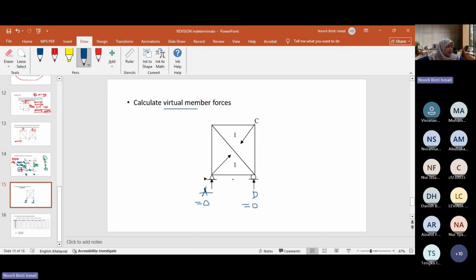Try tengok balik. If you see here, we have 1 unit load directed here and another 1 unit load directed here. Is it balanced already or not? It's already balanced? Balance tak? Dah memenuhi equation of equilibrium? Yes or no? 1 unit load for here, 1 unit load for here. Is it fulfill the equation of equilibrium? Ini?